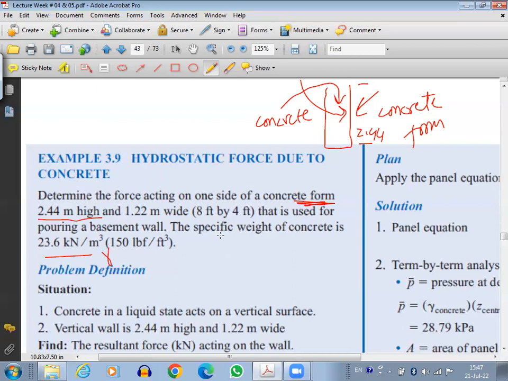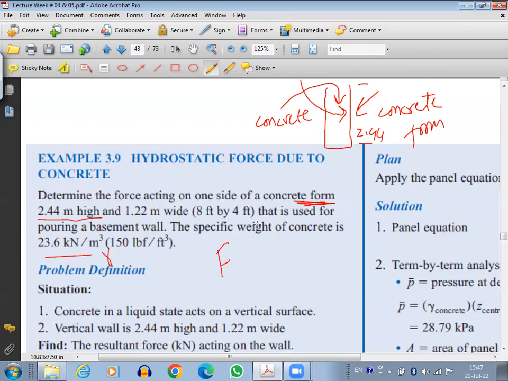Now what do we need to find out? We need to find out the force. This concrete will be applying force on the wall. We need to find how much is this force. So we are calculating the magnitude of the force. We are right now not determining what will be the location of this force. We are just calculating the magnitude.